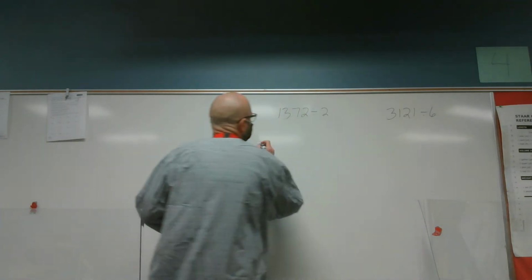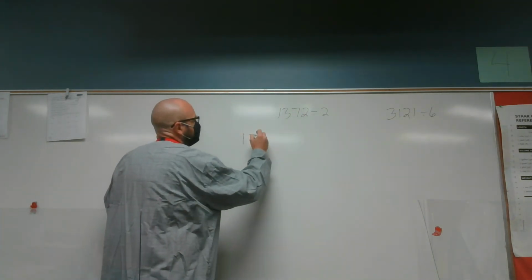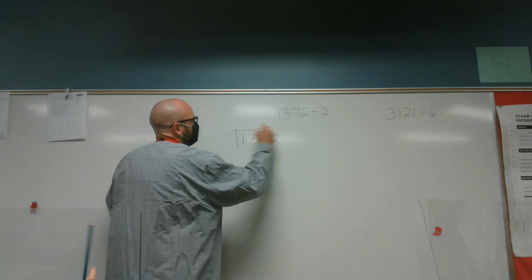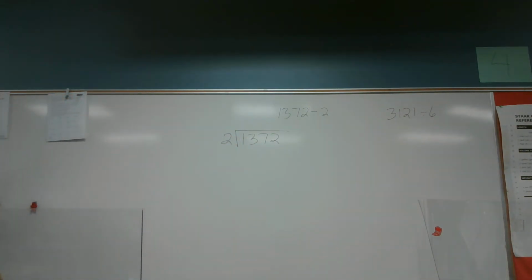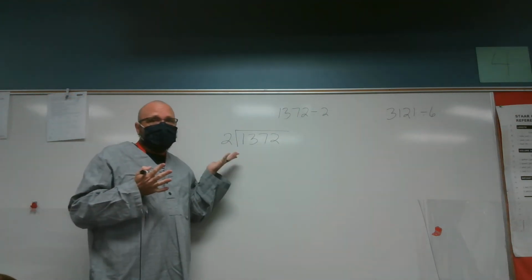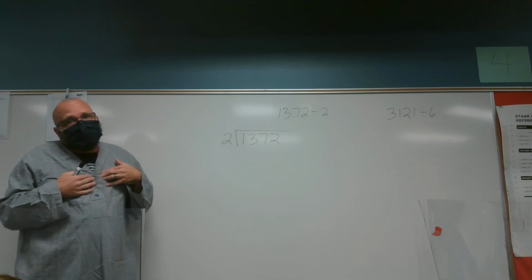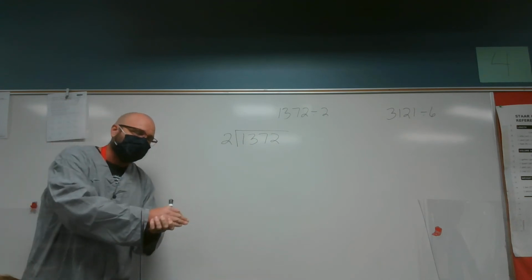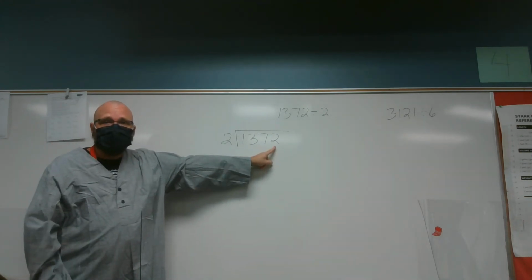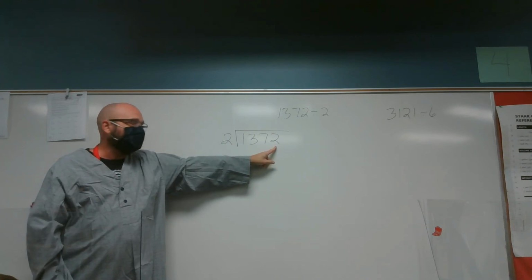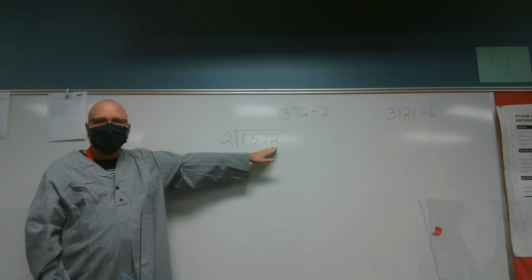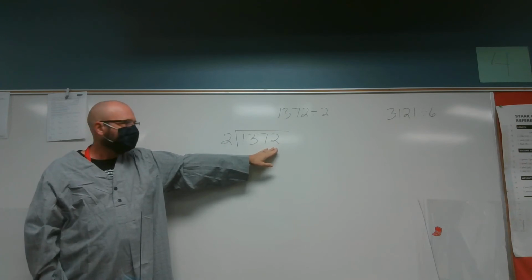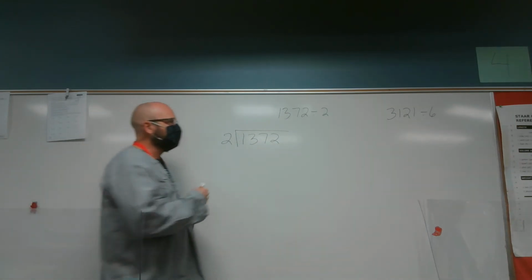Now I have 1,372 divided by 2. I know this is going to go in evenly because of my divisibility rules that I already learned and have written in my journal. They say if a number is even, it's divisible by 2. So if in the ones place is a 0, 2, 4, 6, 8, then it's divisible by 2 with no remainder. I list my multiples of 2.